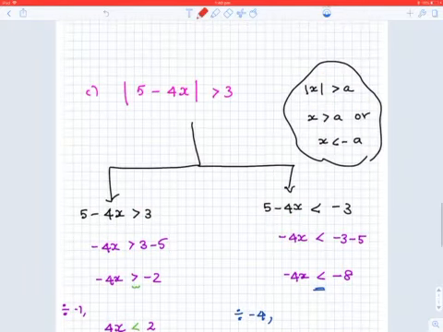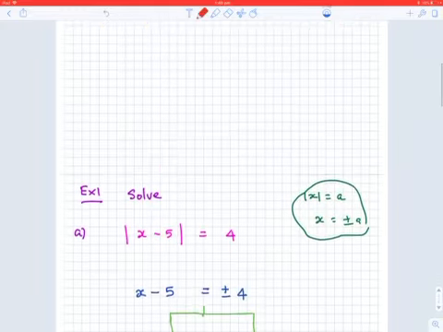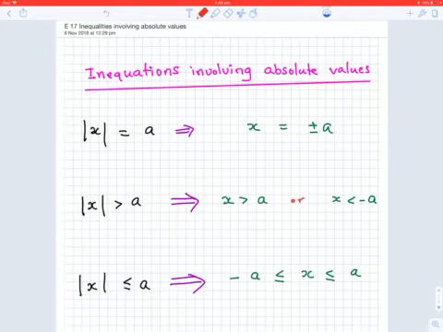So these are the solutions of the given question, which is the absolute value of 5 minus 4x is more than 3. Okay.